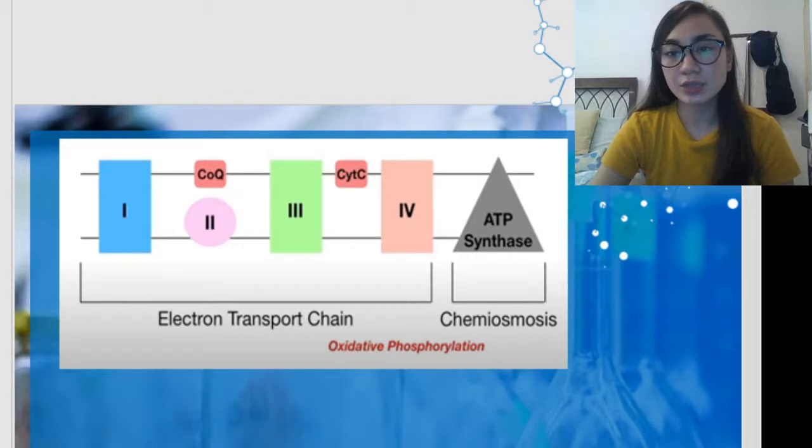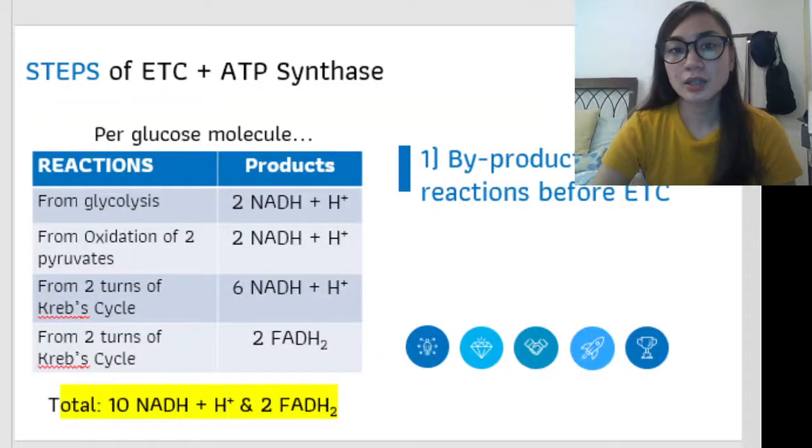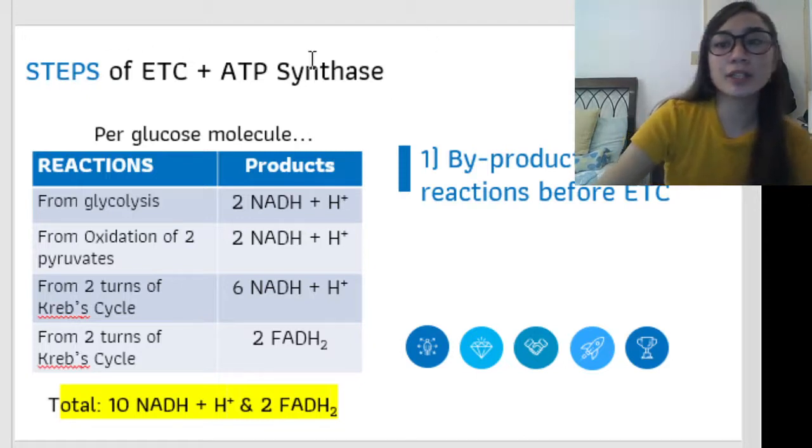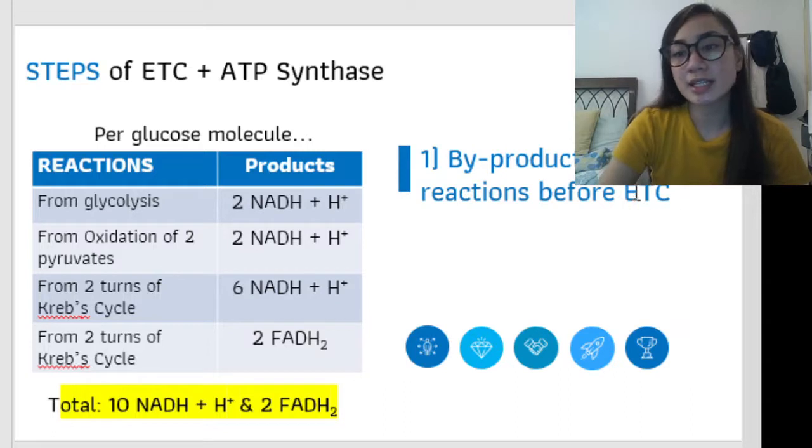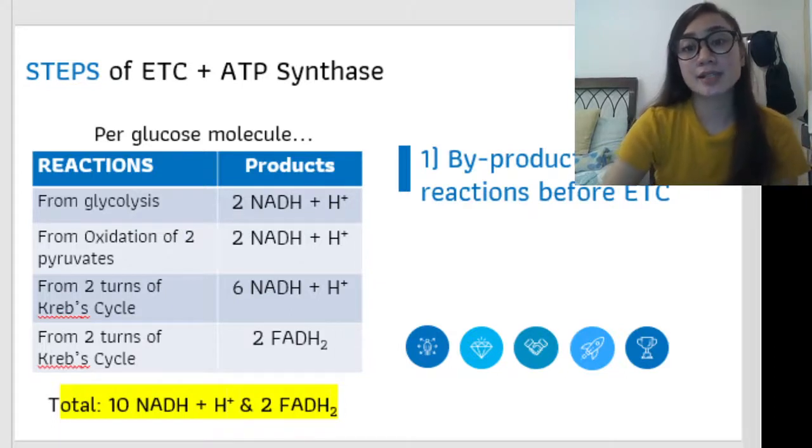Okay, so now let's look at the steps ng ating ETC or electron transport chain. So first of all, syempre kailangan alam natin what are the byproducts from reactions before the ETC. So yung reactions before the ETC are glycolysis, we have the oxidation of pyruvates, and of course, yung ating citric acid cycle or Krebs cycle.